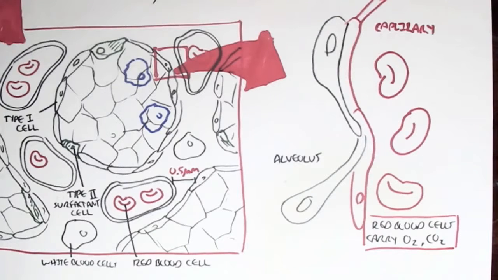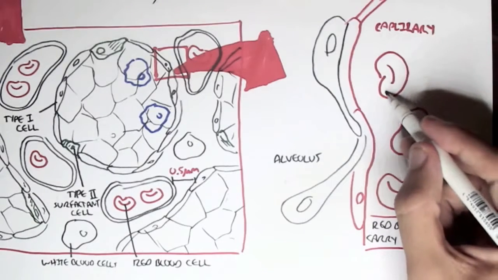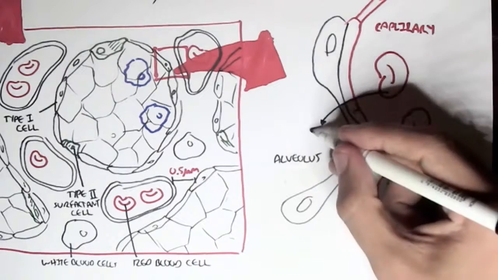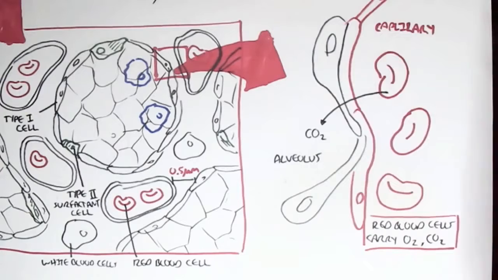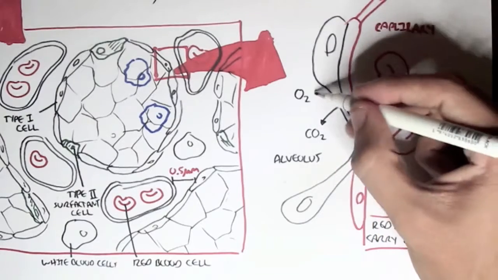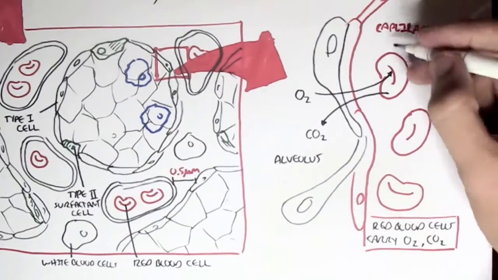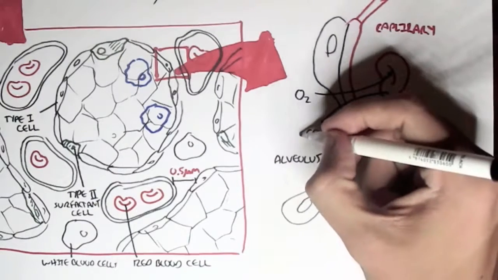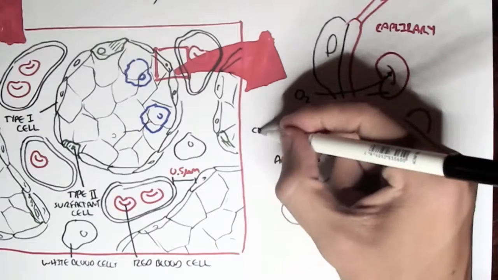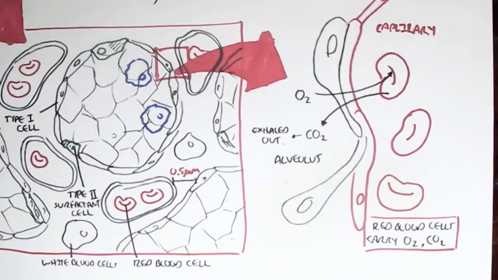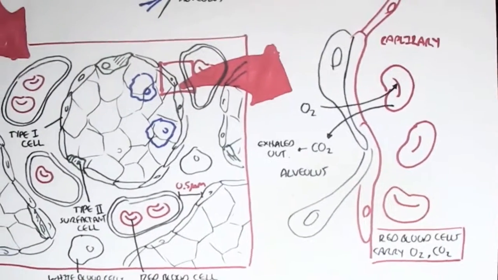So when the red blood cells reach the alveolus, the red blood cells will convert the bicarbonate back to carbon dioxide and give it to the alveolus. The alveolus will then give oxygen gas to the red blood cell. The oxygen gas will bind onto the hemoglobin component of the red blood cell and then will travel around the blood. The carbon dioxide will also obviously be exhaled out.